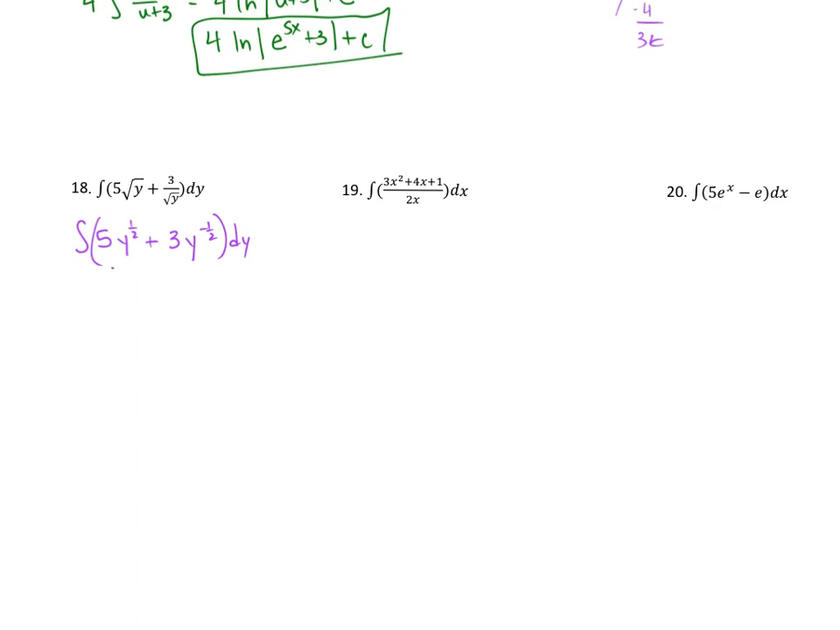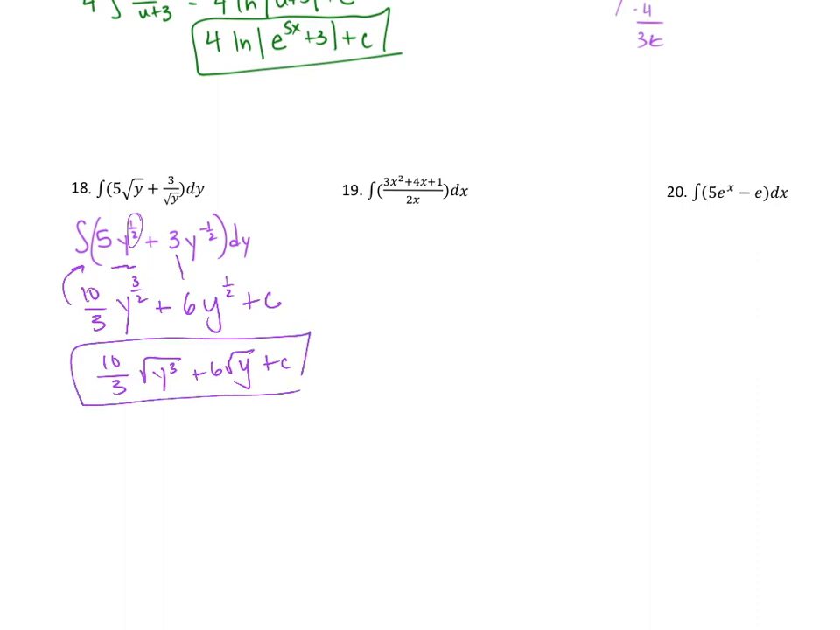Okay, for this, I can integrate this one, and this will be y, so if I add 1 to the power, this will be 3/2. So that means I need a 10/3 out in front to get 5. Plus, again, this one, I add 1, so it'll be y to the 1/2. And since I need a 3 out in front, I'll have to make this a 6, plus c. You can rewrite this if you want to say 10/3 the square root of y cubed, plus 6 root y plus c, if you wanted to simplify that like that.